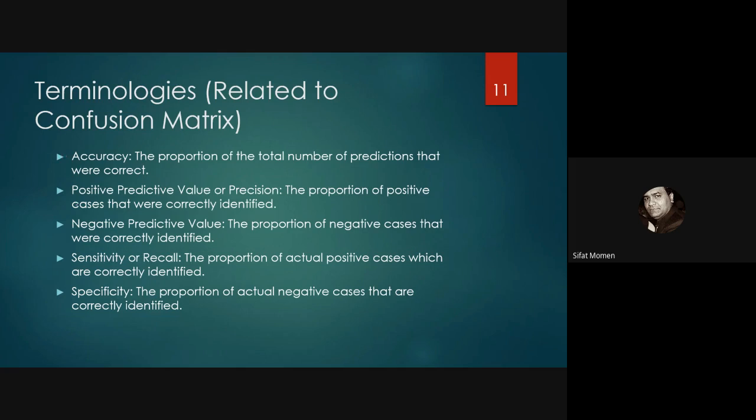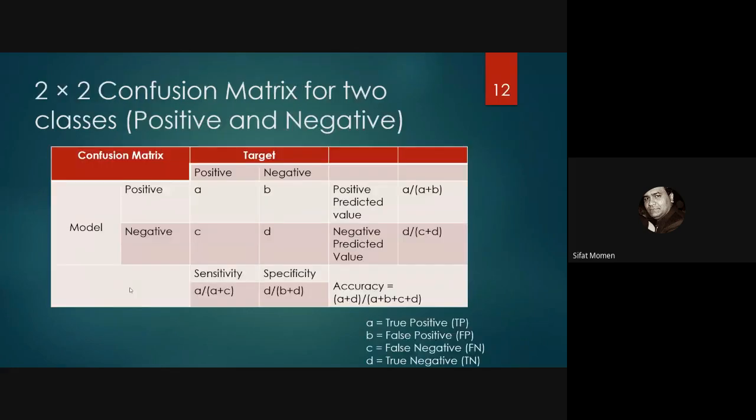Accuracy, positive predictive value, negative predictive value, sensitivity or recall, specificity, or precision as we call it. We're going to look at what they mean. But let me show you what a confusion matrix looks like. If your target has two types, yes or no, positive or negative, then it's going to be 2 by 2. If there are three types, it creates a 3 by 3 matrix.